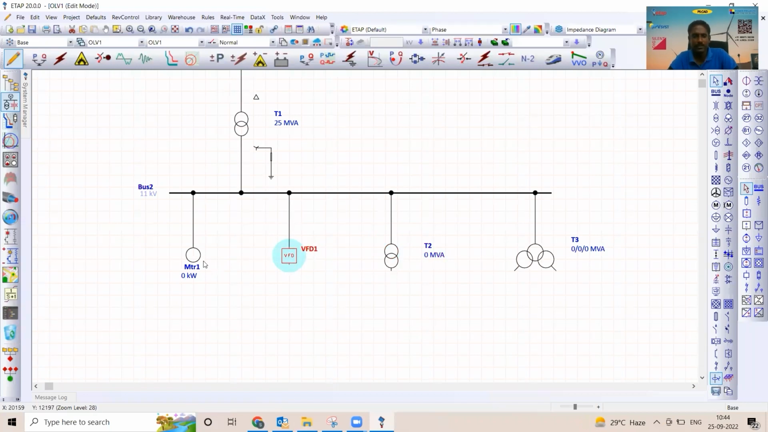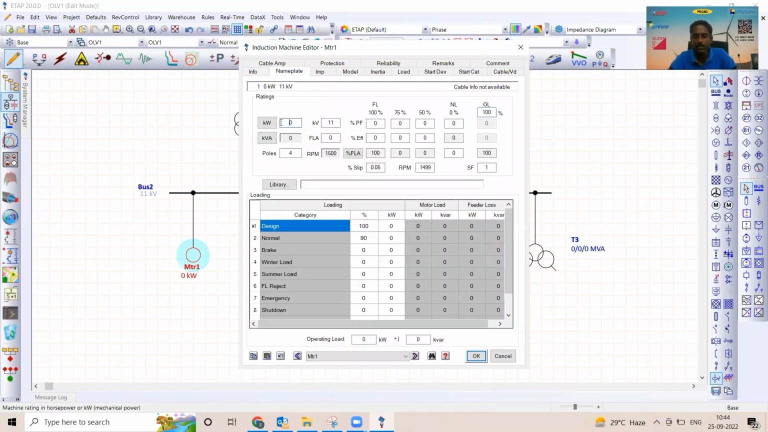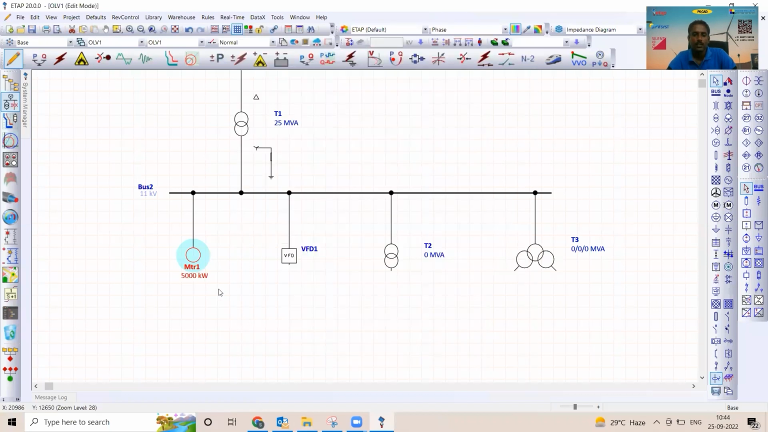Let's put a 5 megawatt, that is a 5000 kilowatt motor, with a power factor of 0.9315 and efficiency of 0.9457. Those are the default parameters ETAP gives, and I'm not going to change them. So it is an 11 kV, 5000 kilowatt motor, direct online start. Of course, we are not really starting the motor. We are trying to compare the efficiency during normal running conditions.